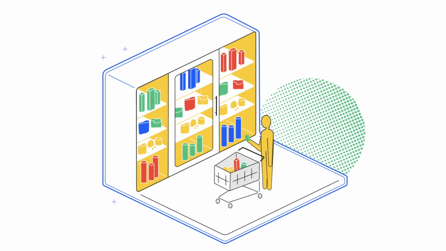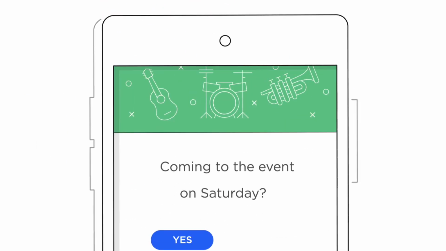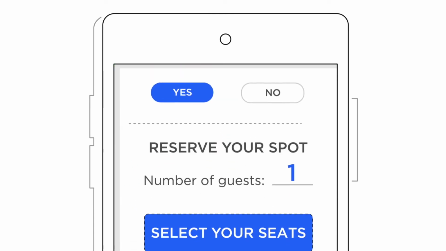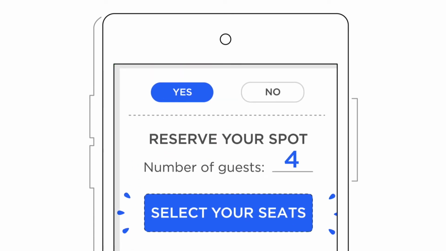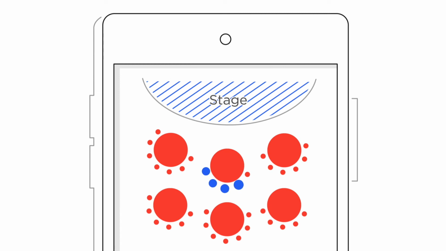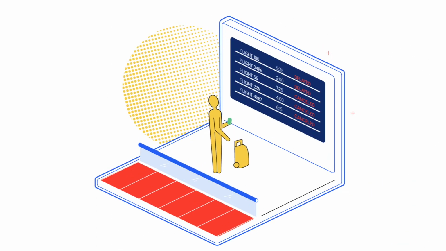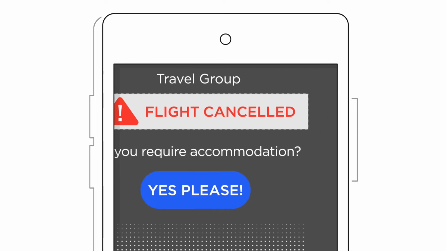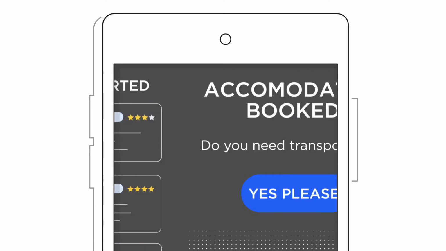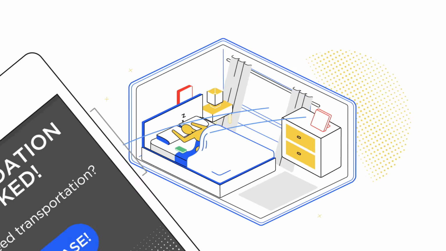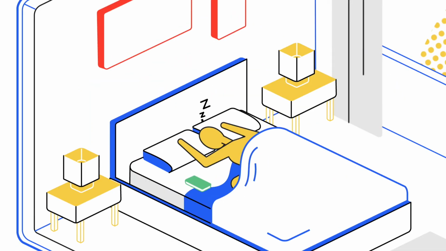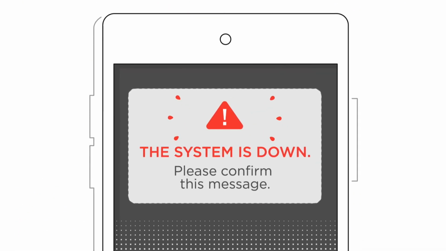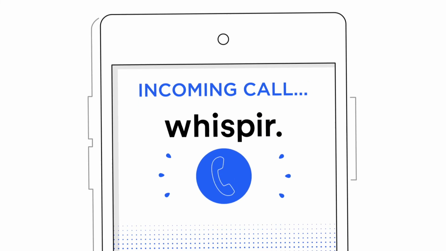That could be a simple interaction that allows customers to RSVP and reserve tables for upcoming events. Or a more complex interaction, like helping stranded travelers. Or using clever message escalation when time is critical and you need immediate action.